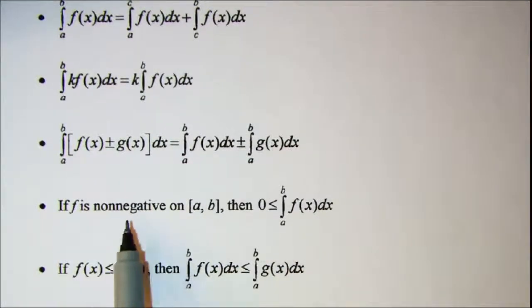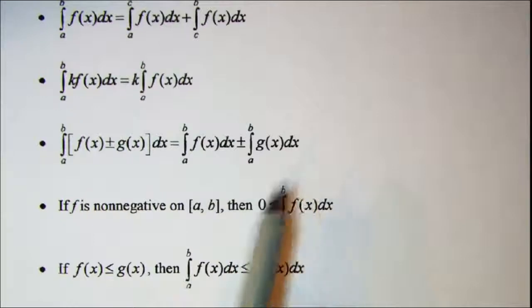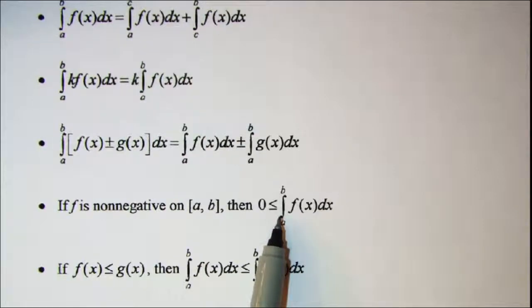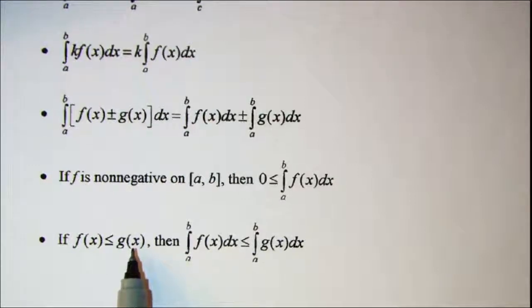This next property is saying if f is non-negative, in other words, it's above the x-axis on the interval from a to b, then the integral is non-negative as well. And then on this one, if the f function is lower than the g function, if we were to look at the graph, then we can also say that the area, or the integral from a to b of f of x dx, is less than or equal to the area, or the integral from a to b of g of x. Let's do a few problems.